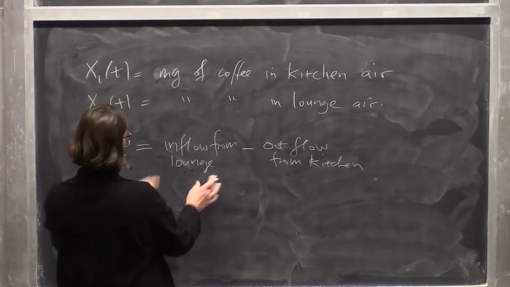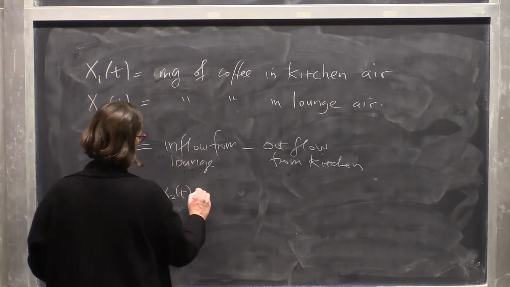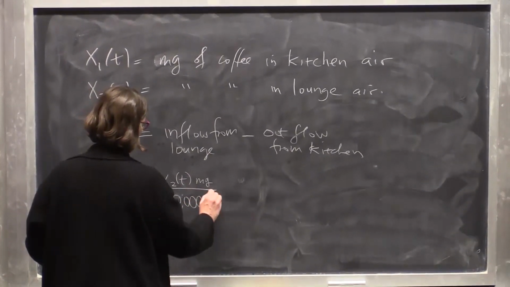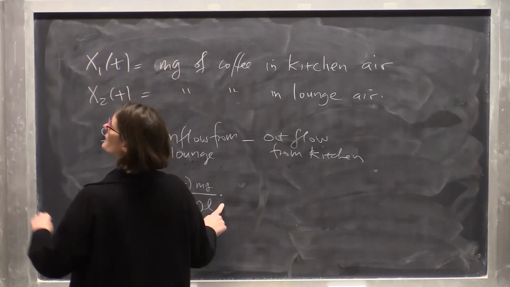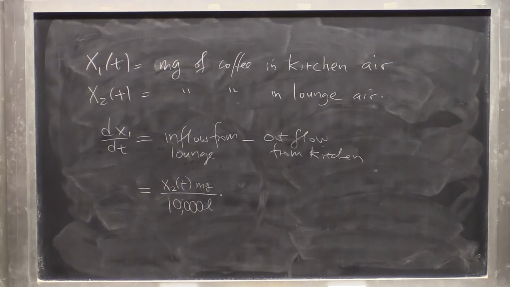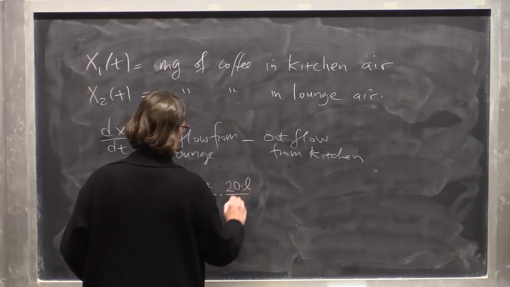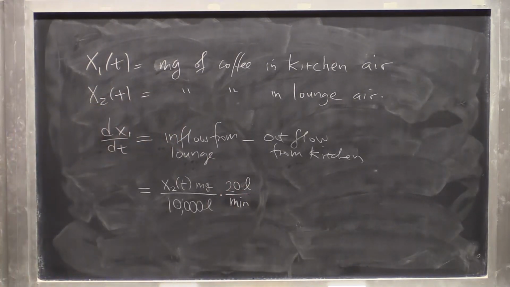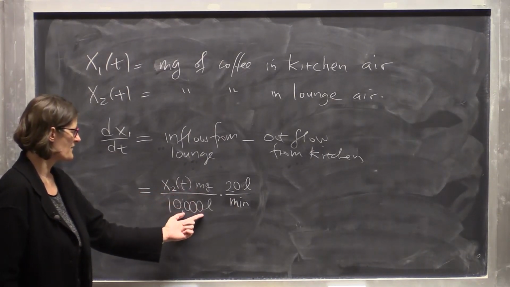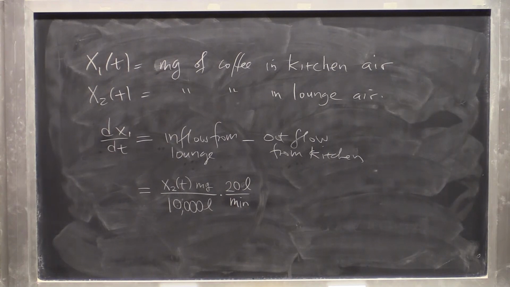So the inflow from the lounge, we have x2 milligrams of coffee in the lounge. The lounge is 10,000 liters. And then we have the flow rate. And the flow rate was assumed to be some number, 20 liters per minute. So the inflow from the lounge, you have the amount of coffee in the lounge air divided by the volume of the lounge times the flow rate. So that's the flow in that upward arcing tube.